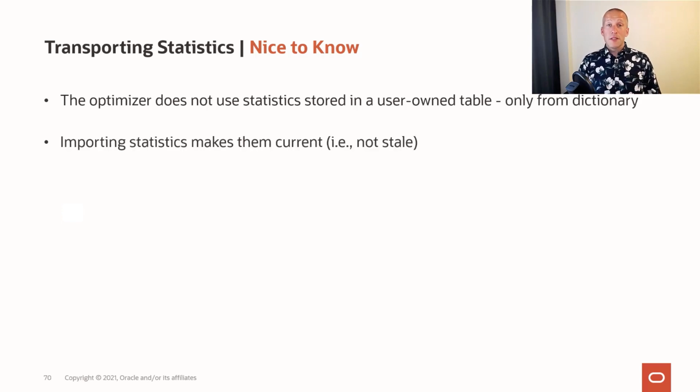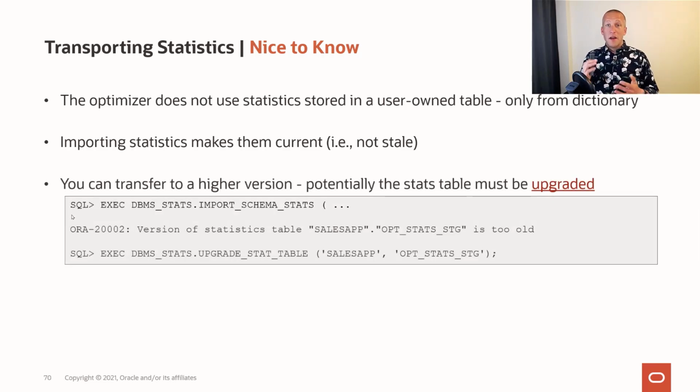When you import statistics, they are marked as current in the data dictionary, which is the opposite of stale. So if the automatic statistics gathering job starts immediately after you have imported statistics, those statistics will not be refreshed because they are considered current. If you import statistics from an 11.2.0.4 database into a 19c database, you will get an error saying you have to upgrade the stats table. There is a very simple procedure to do that, and afterwards you can complete the import.